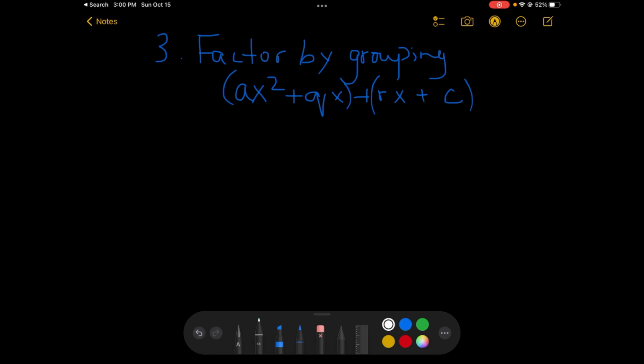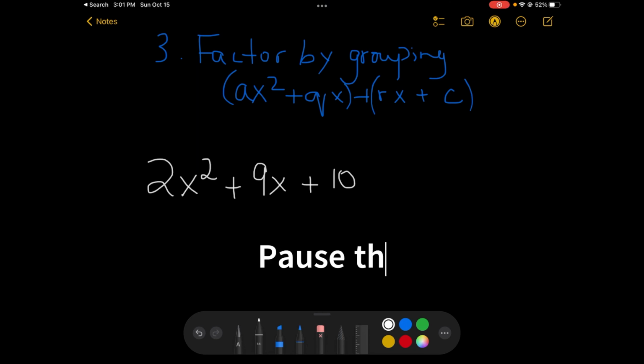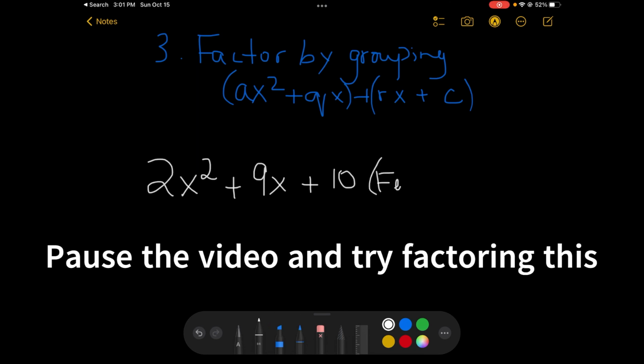So I'm gonna look at what would be a good one to use? Let's say I have 2x squared plus 9x plus 10, right? And we want to factor this.